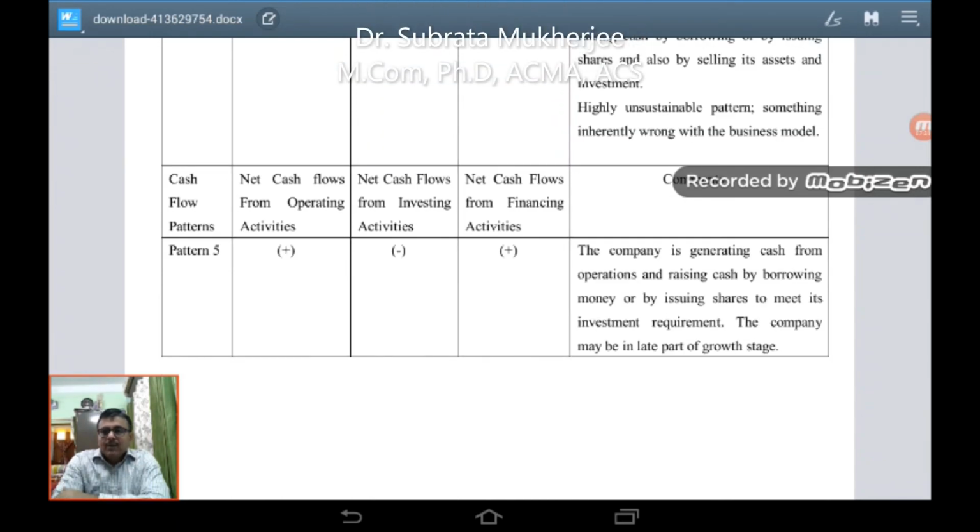Pattern 5, where the cash flow from operating activity is positive, cash flow from investment activity is negative, and cash flow from financing activity is positive. The company is generating cash from operations and raising cash by borrowing money or by issuing shares to meet its investment requirement. The company may be in the late part of the growth stage. There can be other different patterns, and you need to introspect and analyze the cash flow from each activity, and you can also determine the nature of the industry to which the firm belongs.